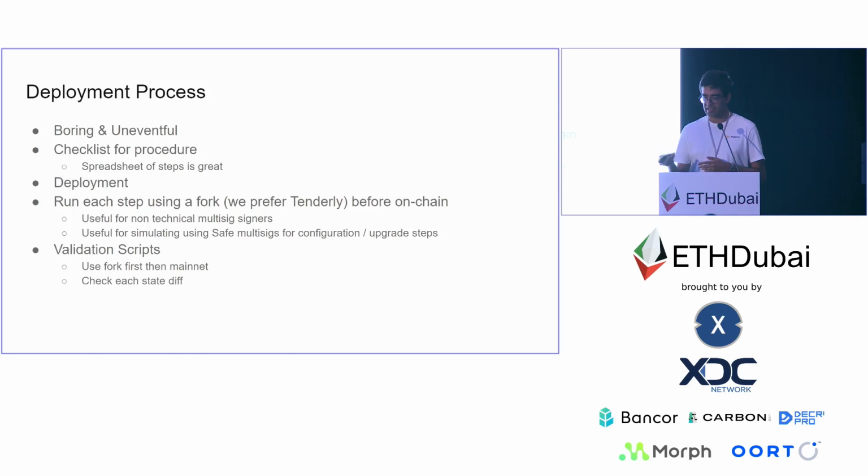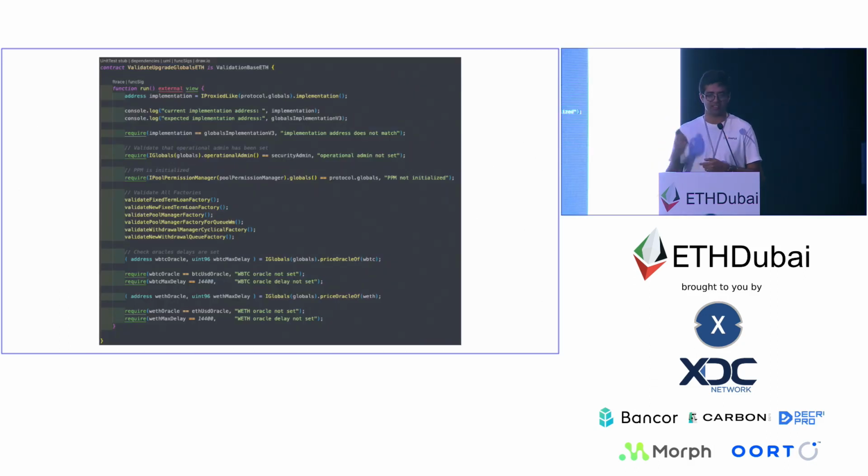There's a fork of mainnet and you can check each state diff, and it looks something like this in our case. We have a function called run. You can see here we're upgrading our globals contract on ETH mainnet. What's hidden here is the setup function. All the setup function is doing is forking from the latest block. You can see here we've got logs in here. We check if it's the correct implementation.